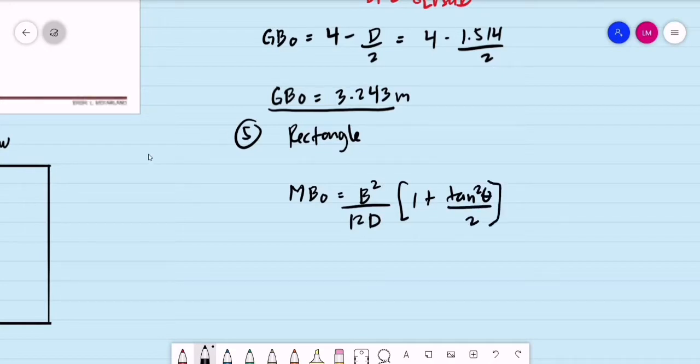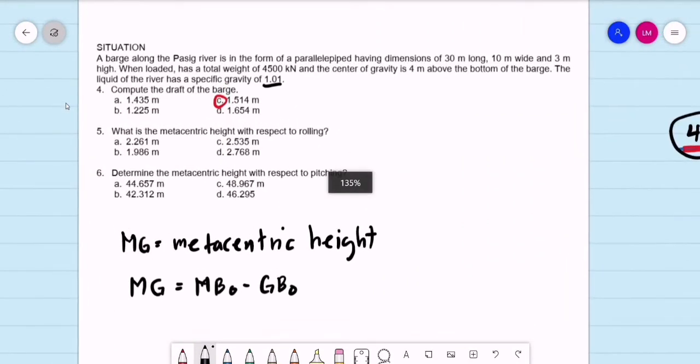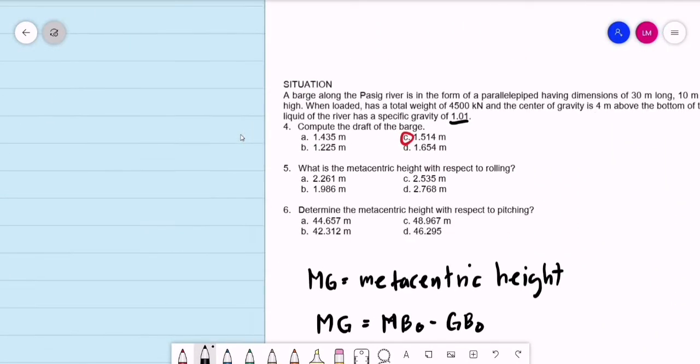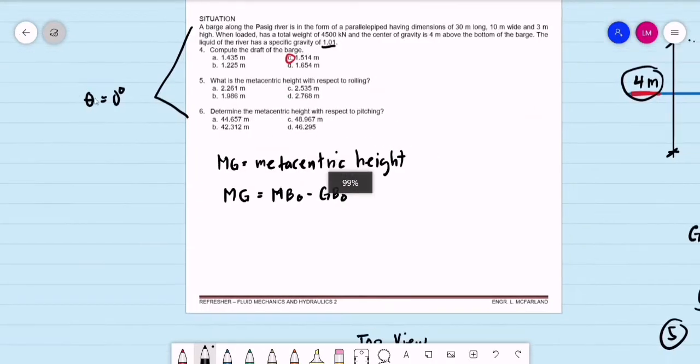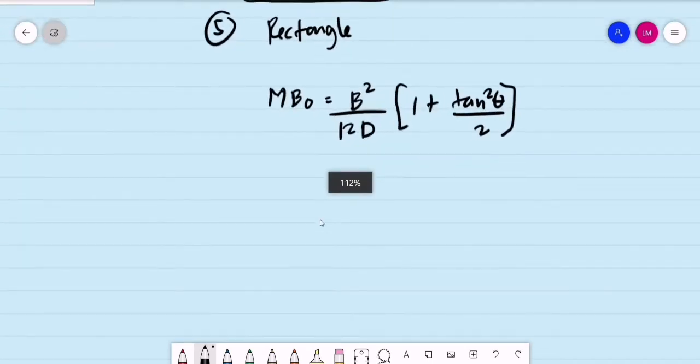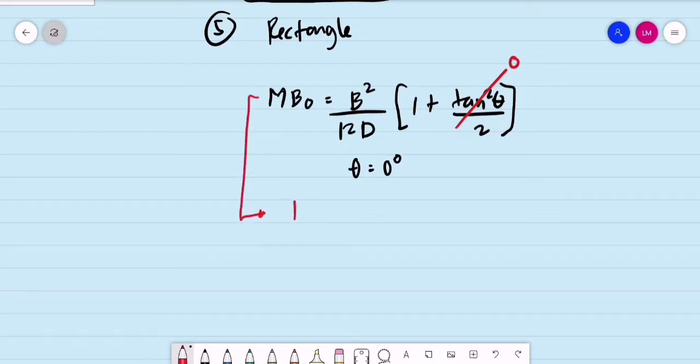However, in this problem, I think in number 5 and number 6, or even in the problem itself, nothing is mentioned regarding rotation. If no rotation is mentioned, we assume the value of theta to be 0 degrees. Since tangent of 0 is 0, the MB sub O is simply equal to B squared divided by 12 times the draft. We already got the draft earlier. This is 1.514 meters.